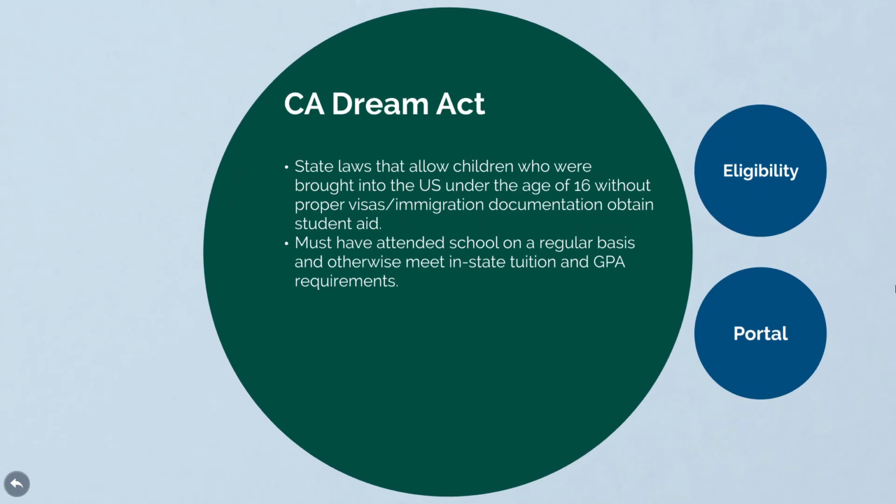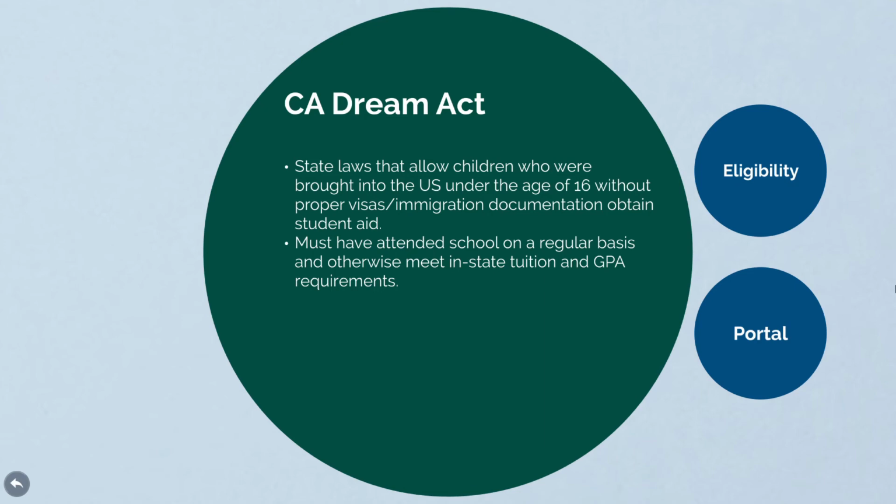So I know a lot of the information for FAFSA was if you have either legal status or are a U.S. citizen or resident. What about if you don't qualify for that? What if you're not a legal resident in the United States or in California in general? Here in California, it's really neat because we have what is called the California Dream Act, which is a state law that states any child who was brought to the U.S. under the age of 16 without proper visa or immigration documentation can be eligible to obtain student aid.